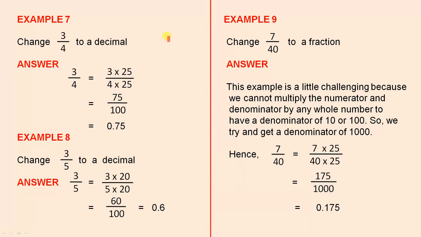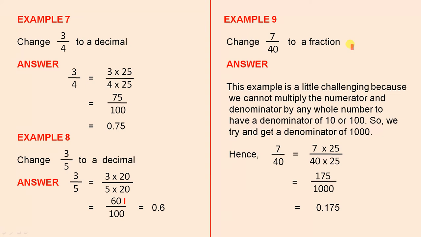Example 7, change 3 quarters to a decimal. If we multiply top and bottom by 25, it gives us 75 over 100. Since we're dividing by 100, we move the decimal point 2 places to the left, which gives us 0.75. Change 3 over 5 to a decimal, multiply top and bottom by 20, which gives us 60 over 100. Move the decimal point 2 places to the left, which gives us 0.6.